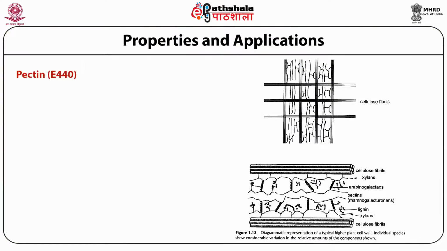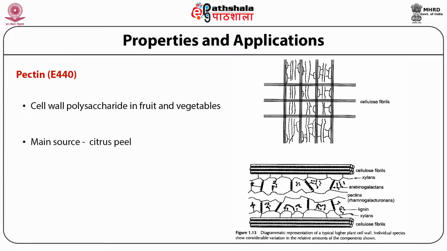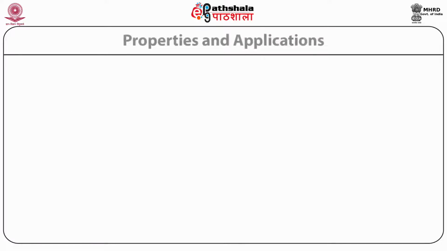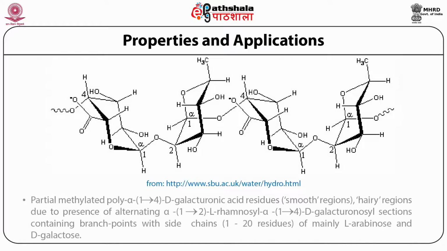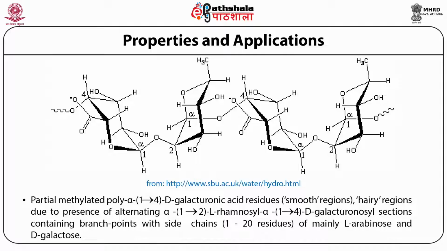Another class of complex carbohydrate is pectin, the cell wall polysaccharide in fruits and vegetables. The main source is citrus peel, which has a large amount of pectin. The structure shows partially methylated poly alpha-1,4 D-galacturonic acid residues and hairy regions due to the presence of alternating alpha-1,2 L-rhamnosyl alpha-1,4 D-galacturonosyl sections containing branch points with side chains mainly of L-arabinose and D-galactose.